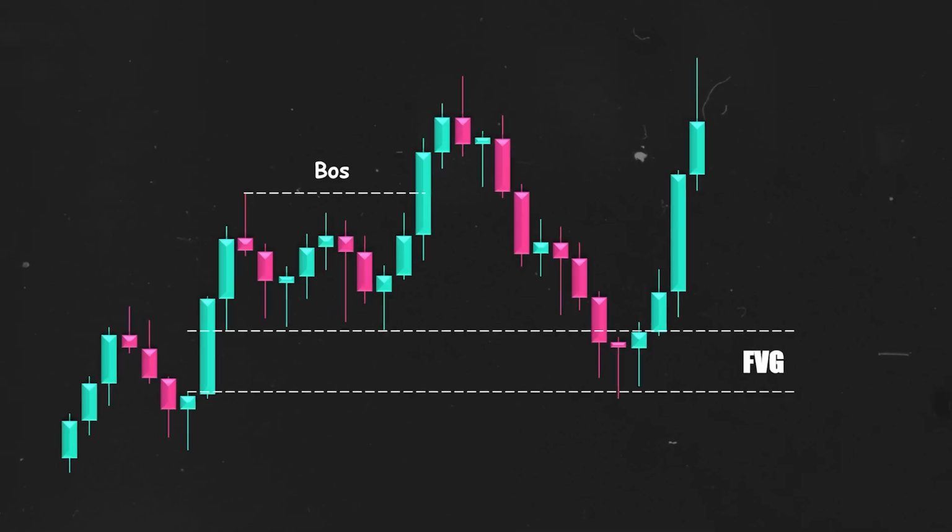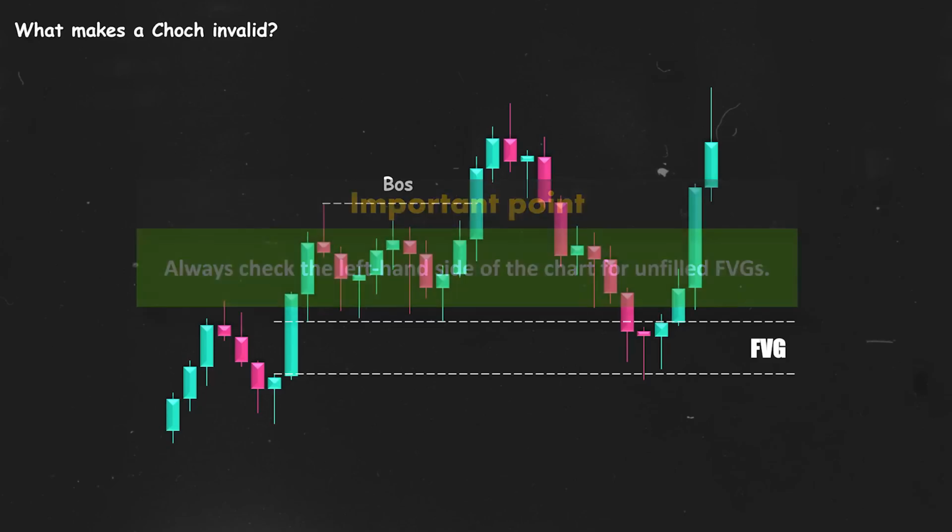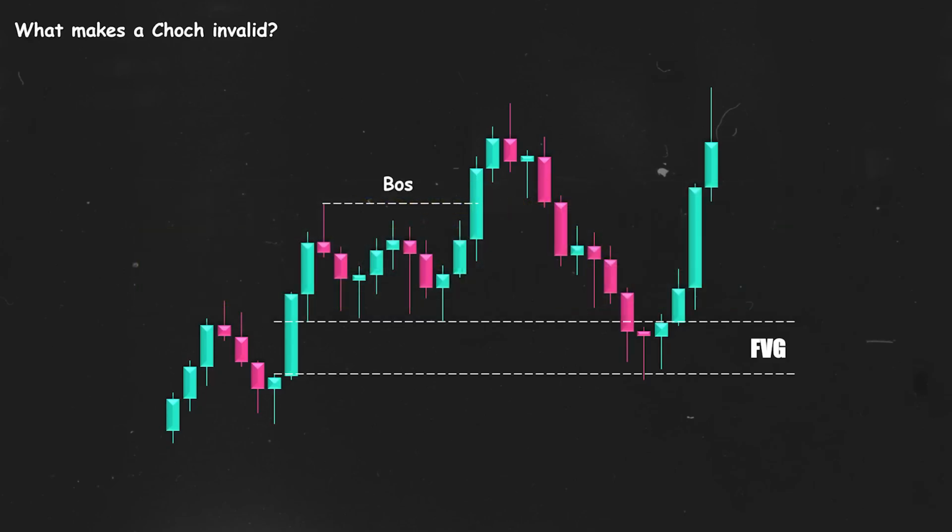The bottom line? Always check the left-hand side of the chart for unfilled FVGs. This helps you distinguish between a move that's just filling a gap and one that reflects a real shift in market sentiment. By doing this, you can avoid false signals and stay aligned with the bigger picture.